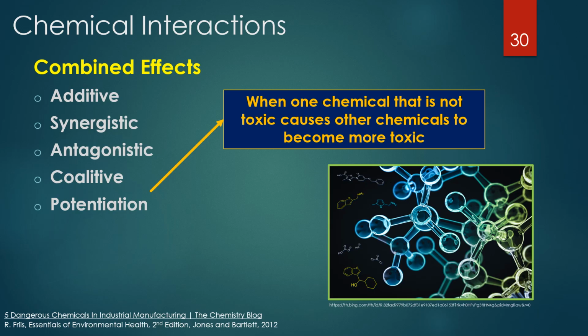An example of potentiation is isopropanol and carbon tetrachloride. Isopropanol by itself is not toxic to the liver, but enhances the liver toxicity of carbon tetrachloride when a person is exposed to these chemicals simultaneously.